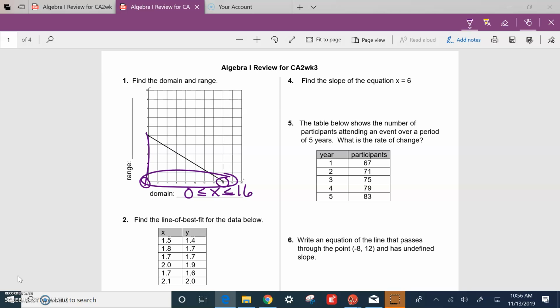It is equal to because it is a closed circle. If it was an open circle, then it would be 0 is less than x is less than 16, without the equal to. Then it asks us for the range.